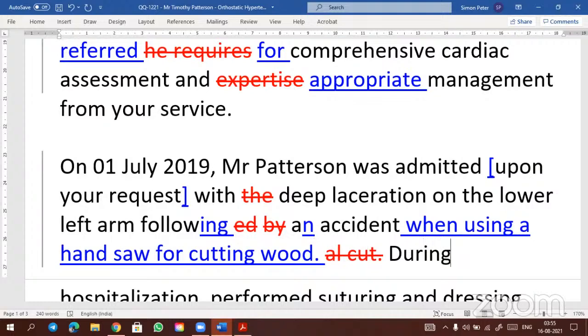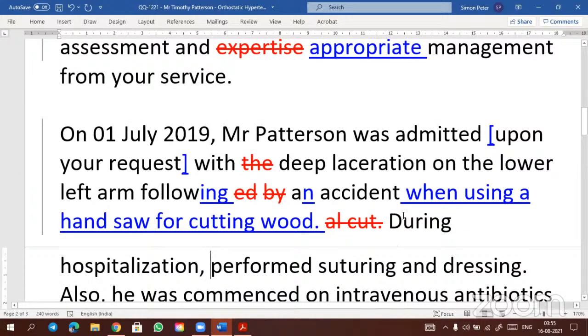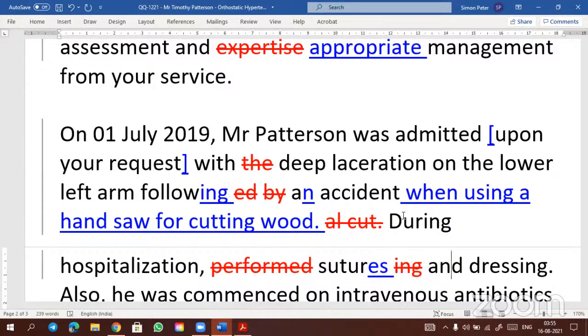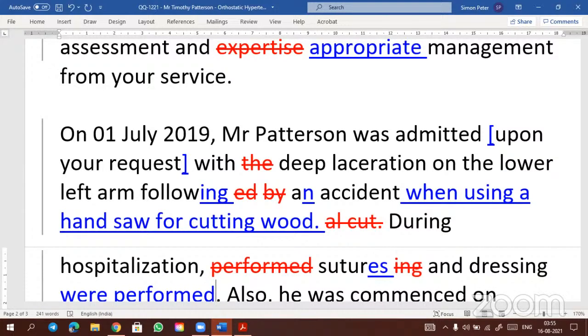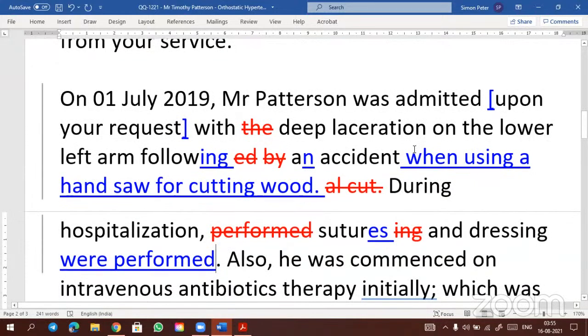During hospitalization, performed suturing and dressing. Okay. Sutures and dressing. Sutures and dressing were performed, or what we will use here.